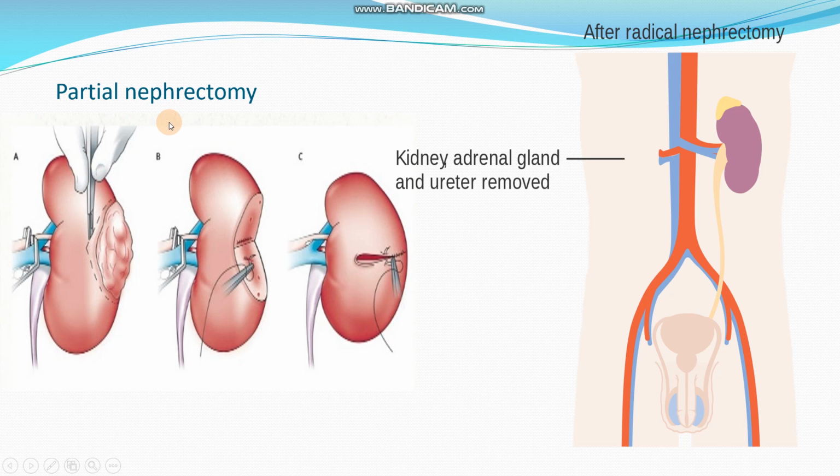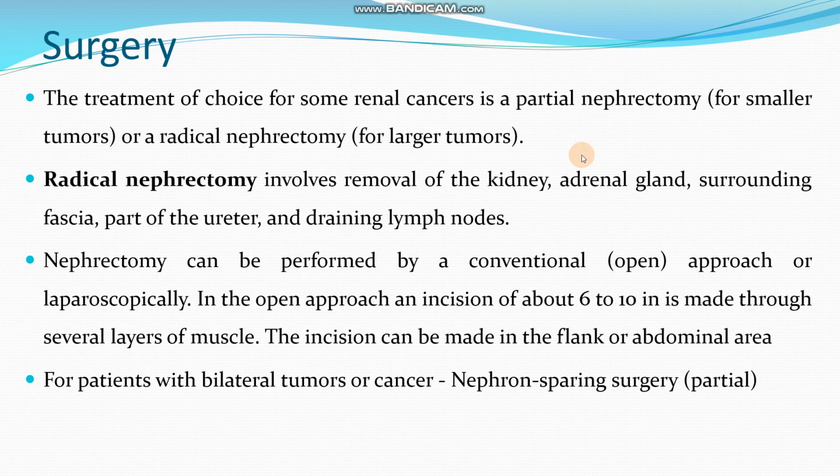Partial nephrectomy is done when there is bilateral kidney involvement. That means both of the kidneys have cancer. We will do partial nephrectomy or nephron sparing surgery. Why? Because we can't remove both kidneys together. The kidney is needed for the patient to survive. Otherwise, the patient has to undergo continuous dialysis. That is not possible. So here we can go with partial nephrectomy. Otherwise, if unilaterally the patient has renal cancer, we can do radical nephrectomy. So the treatment of choice for renal cancer is partial nephrectomy or radical nephrectomy.